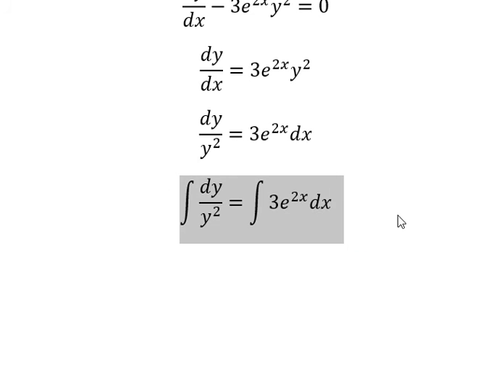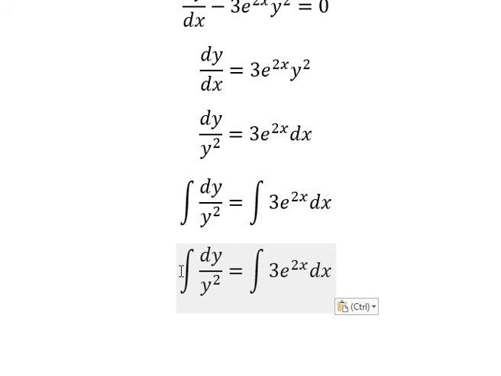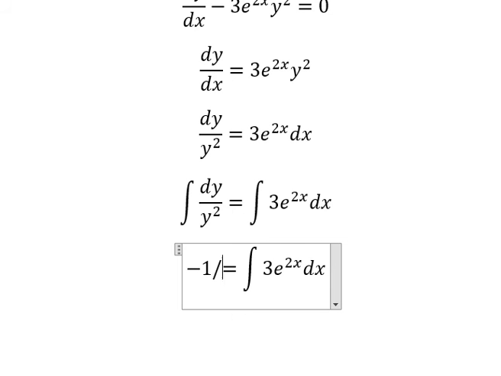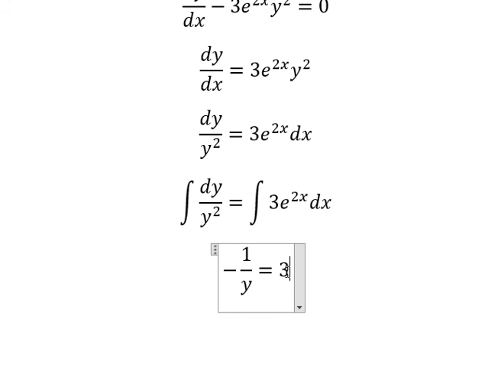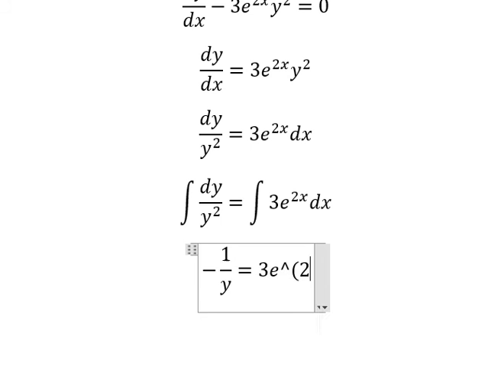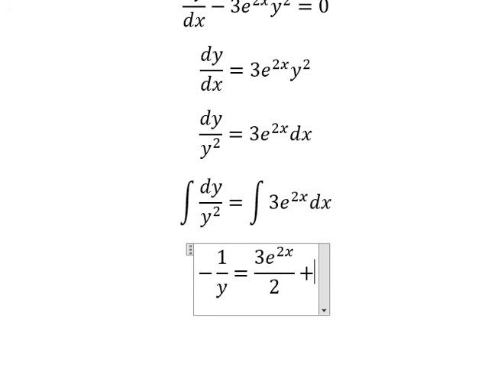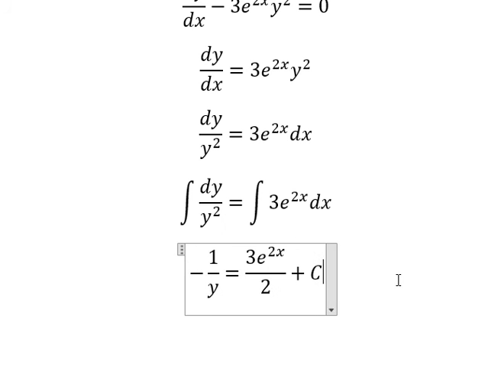Next, the integration of this one, we have negative 1 over y. The integration of e to the power of 2x, we have e to the power of 2x over number 2, and I will put a c.